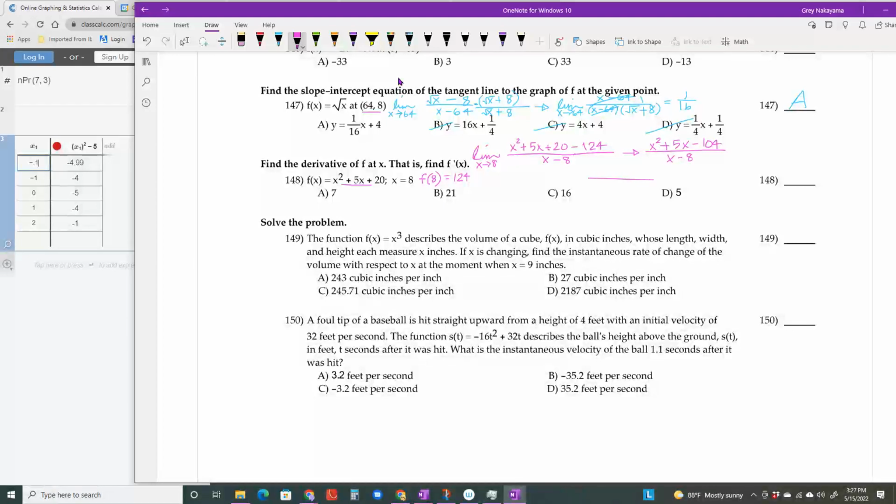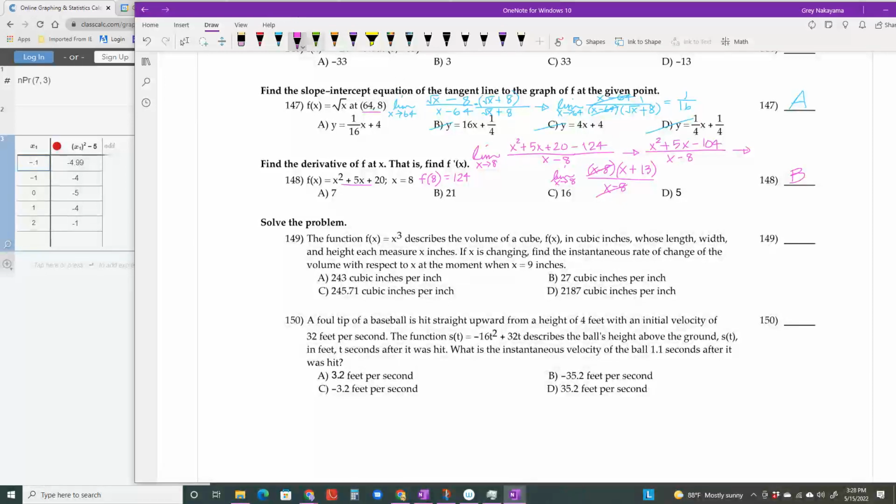I'm going to factor that top. I want x minus 8 to be a factor. So I'm going to back that in. That's going to give me x, and 104 divided by 8 is 13. 13 and 8 have a difference of 5, and the 13 has to be positive. So it looks like this: x plus 13 times x minus 8. And the limit as x approaches 8 of that is plug in 8. 8 plus 13 is 21. So my answer is B.